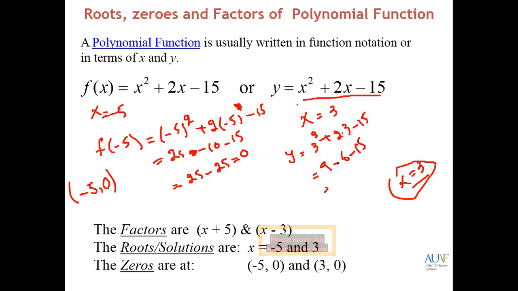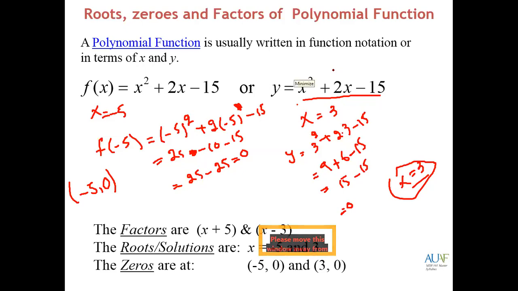Wait, plus 6, not minus 6. Okay, 6 and 9 equal to plus 15. The last one is minus 15. So 15 minus 15 equals 0. So roots, zeros and factors. Correct? That is how to find roots, zeros and factors of a function. Great.